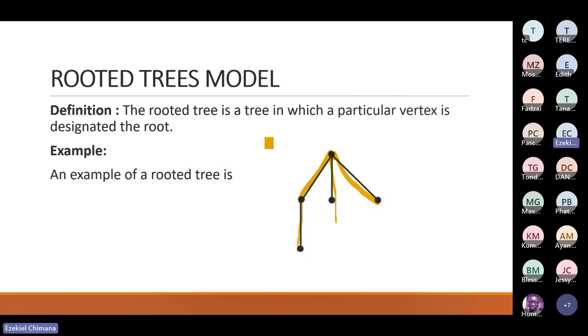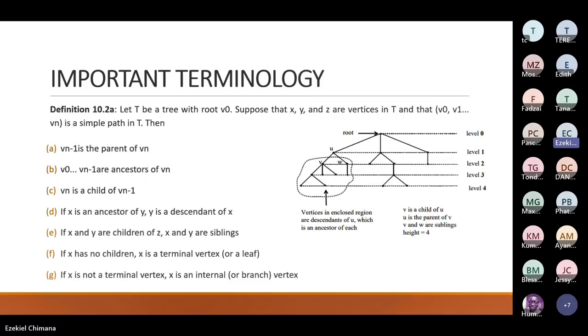The children of what? Of the root, just going down from here. So this is an example of a rooted tree. Next, important terminology. These are some of the terminologies that are used in trees, and they are very important. You need to know them.